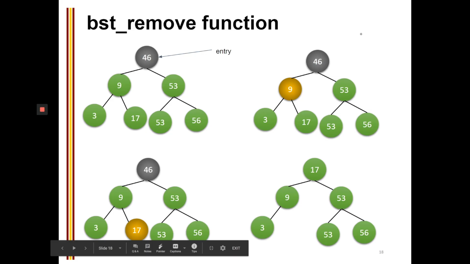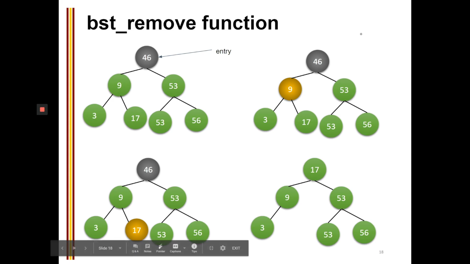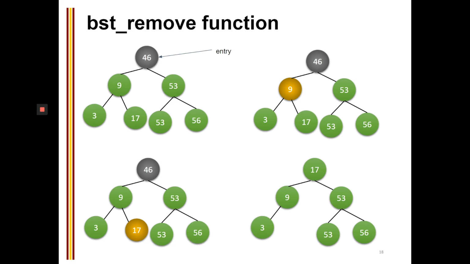So 17 goes up here and replaces that 46. And then I can delete this 17. And I maintain a BST, a binary search tree. Everything is good to go.